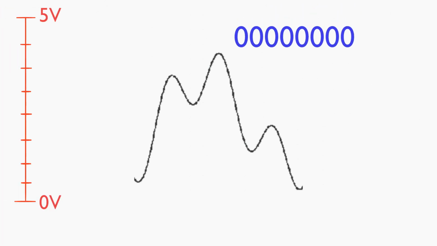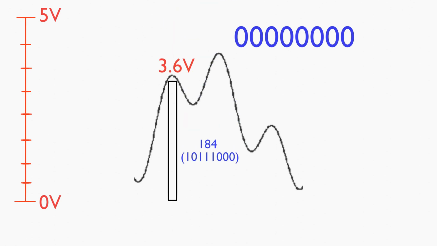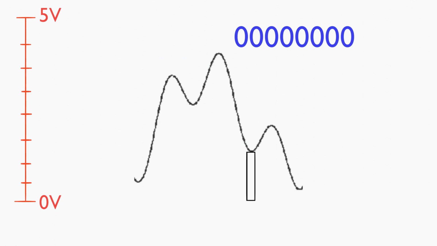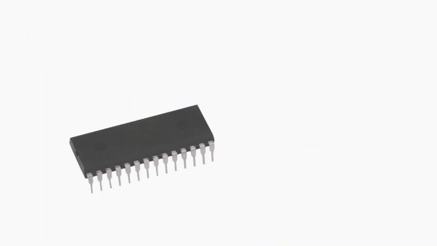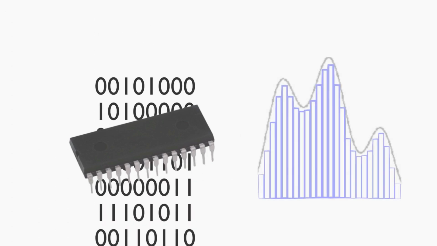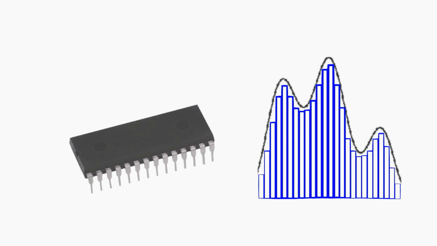For example, if we're using an 8-bit analog to digital converter on 5 volts, this portion of the audio wave, which is 3.6 volts, would be represented as 184 in binary. And this portion of the audio wave, which is 0.8 volts, would be represented as 41 in binary. So each voltage level corresponds to a number. The resulting array of binary numbers can be stored in digital memory and roughly represent their original analog wave.